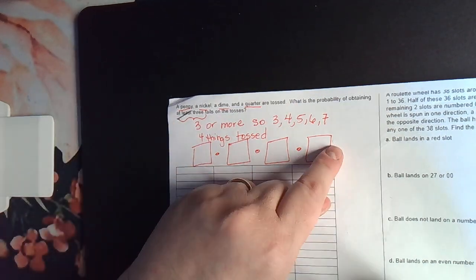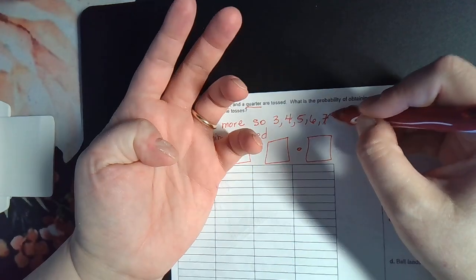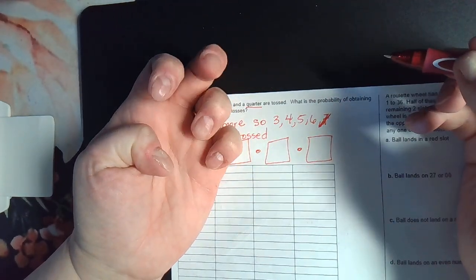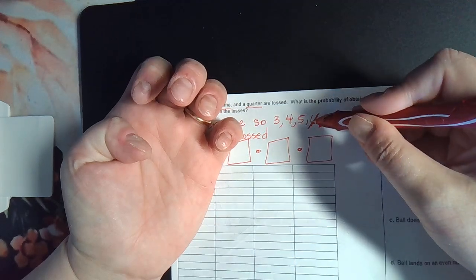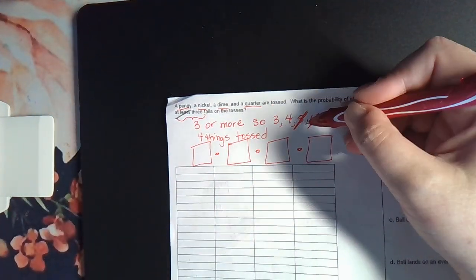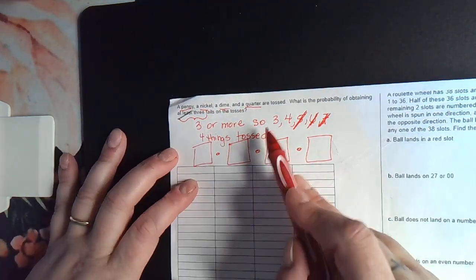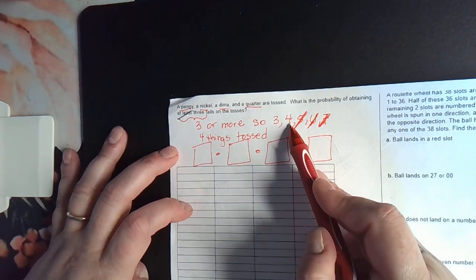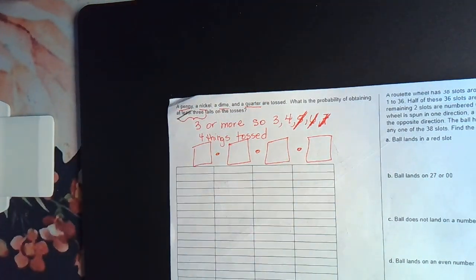Well, if I only have 4 coins, I can't toss 7 heads. If I only have 4 coins, I can't get 6 tails. If I only have 4 coins, I can't get 5 heads. So technically 3 or more tails only means 3 or 4, because we only tossed 4 things.